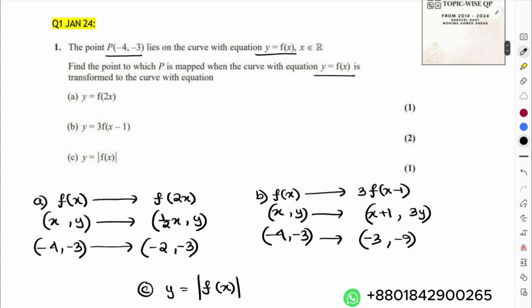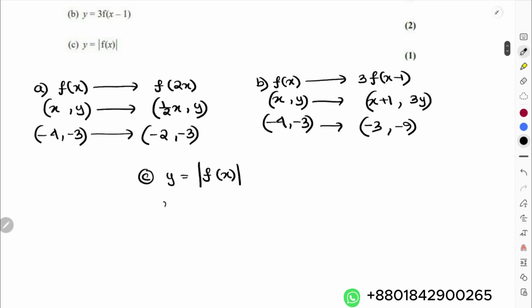So this time all your y coordinates always have to be positive, and for the x coordinates it doesn't matter. The x coordinate can be negative, can be positive. That is not a matter. That means over here, your minus 4 will remain as minus 4, whereas your minus 3 will now become positive 3. So you can write that f(x) is changed to modulus of f(x).